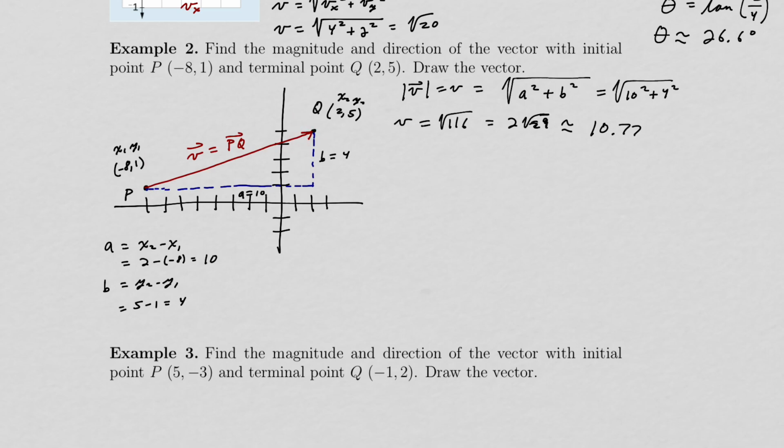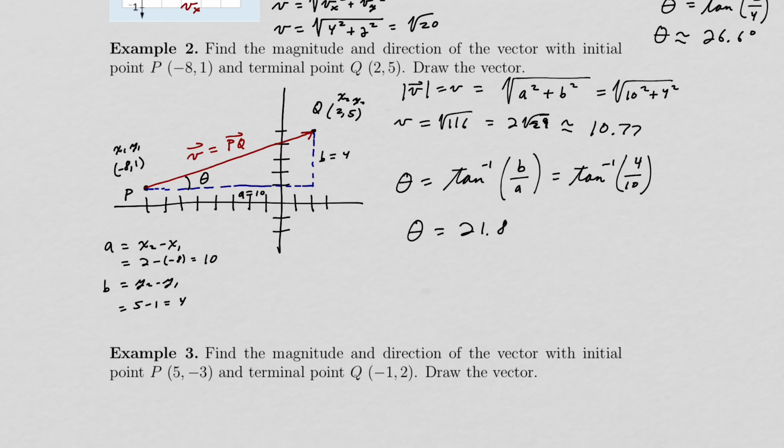What is the direction? So the direction would be this angle right here, theta. So how would I find theta? Well, theta is always going to be the inverse tangent of the opposite side, which is B, over the adjacent side A. So it'll be the inverse tangent of 4 over 10. And if you work that out, it's going to be 21.8 degrees.